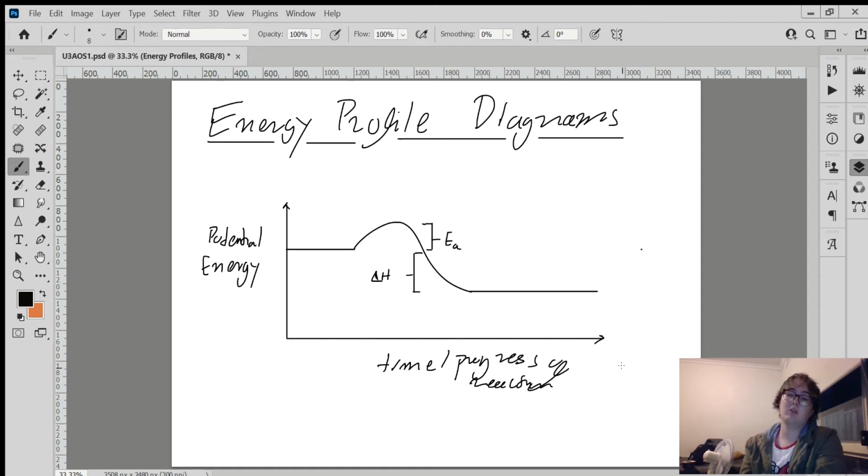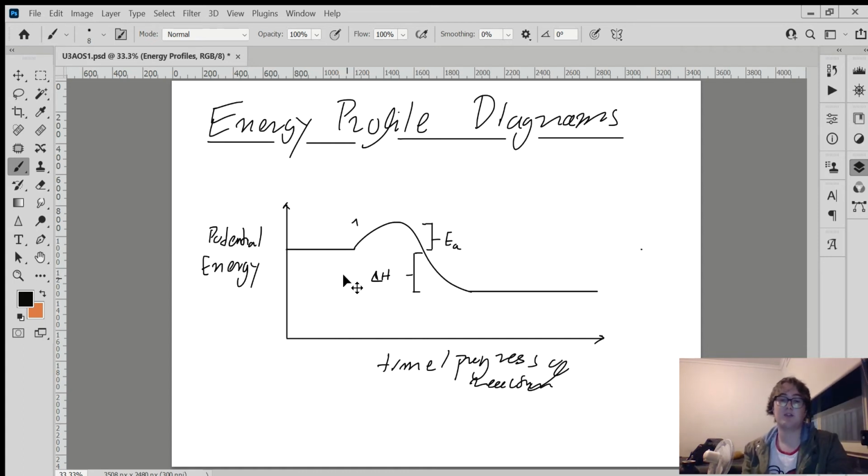In this example, we have an exothermic reaction. This peak here represents the activation energy, which is to say the amount of energy required for a reaction to occur. Please note, this is not part of the heat of reaction or heat of enthalpy, because it's released right after. This is just what's needed to kickstart it and to get it going.